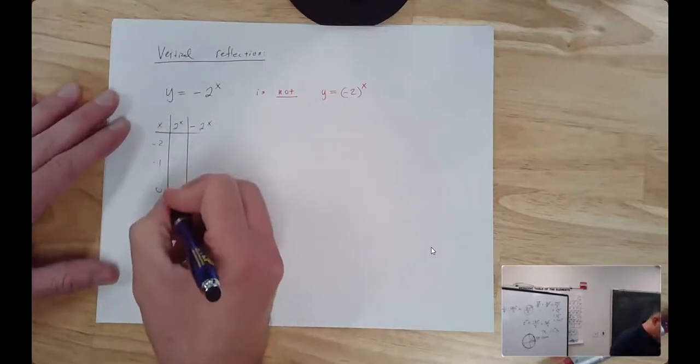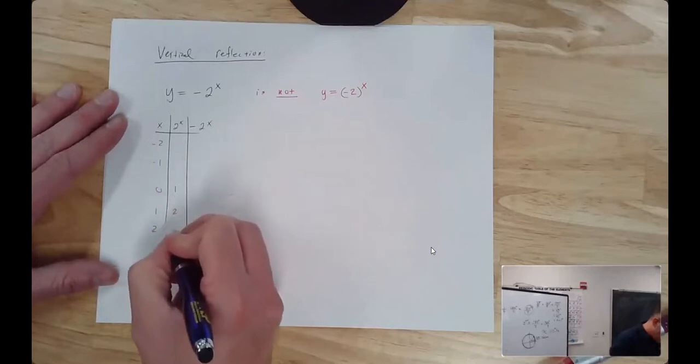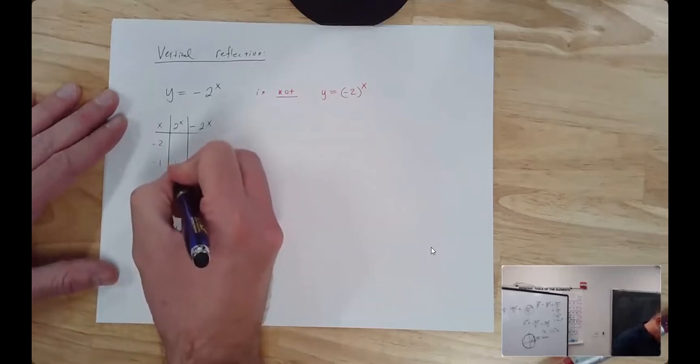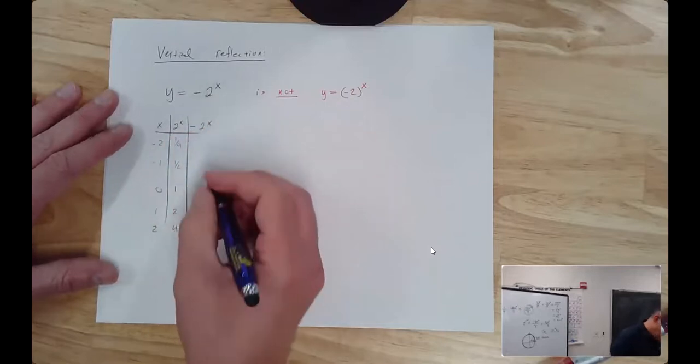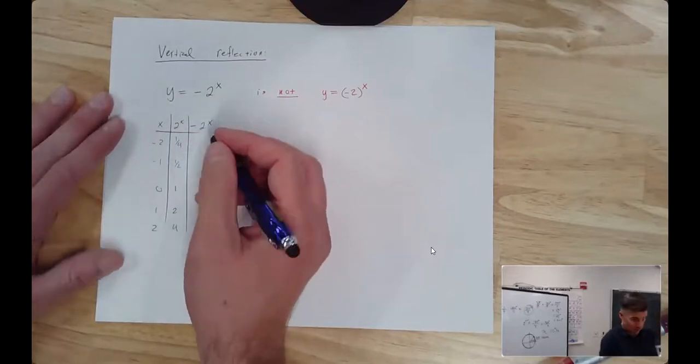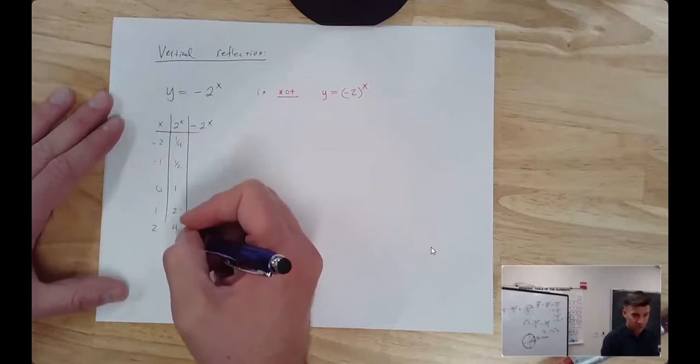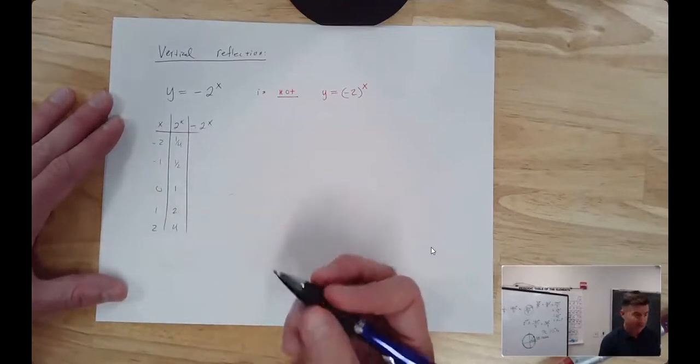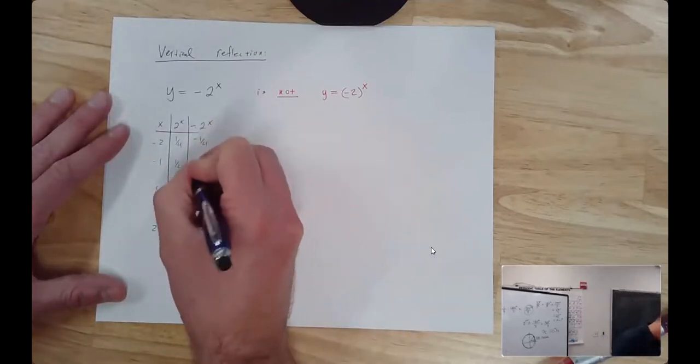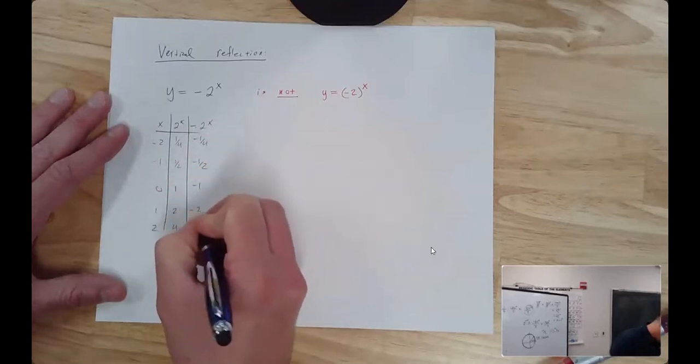If x is 0, 2 to the 0 is 1, 2 to the 1 is 2, 2 squared is 4, 2 to the negative 1 is 1/2, 2 to the negative 2 is 1/4. And then the negative of 2 to the x is literally just take those 2 to the x values and make them negative. Negative 1/4, negative 1/2, negative 1, negative 2, negative 4.